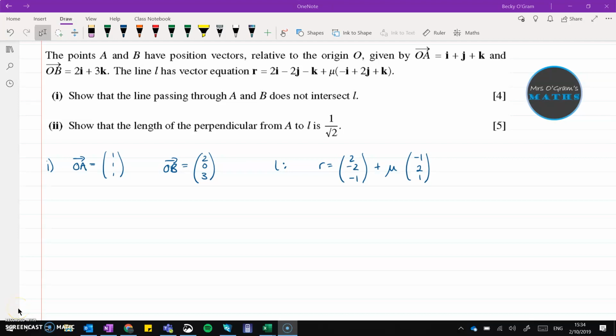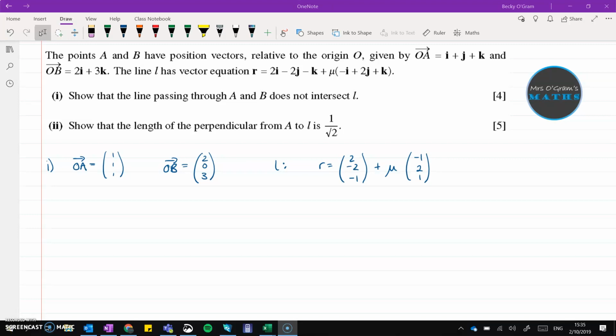To Mrs. O'Graham's Maths, we are going to take a look at a vectors question. I've had a request to do some of the more straightforward vector questions and show you how to get started on those, for anybody that's struggling with the first steps of getting into a vector question. So just take a pause and have a read through this one.